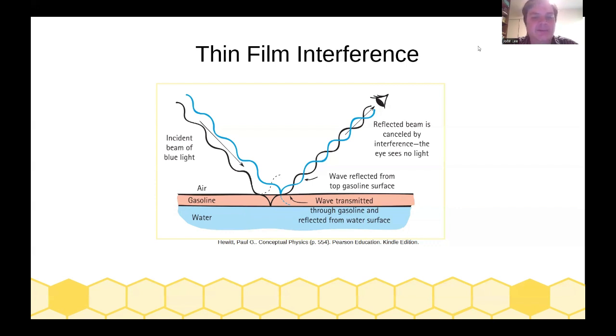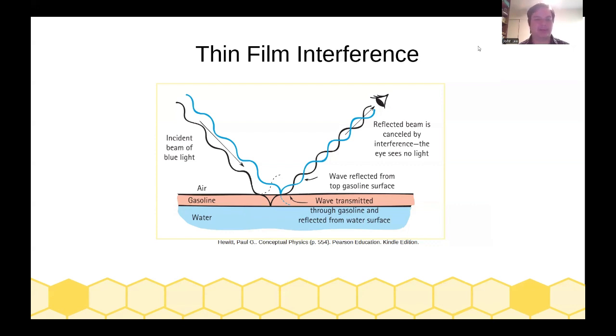But as you can see, from different angles and different thicknesses of the gasoline, you are going to get different colors interfering and shining at different spots on the gasoline. So if you look at a thin film of gasoline over a water puddle, you'll see that it's very colorful. It's like reds and greens and blues all mixed together, all in different spots.